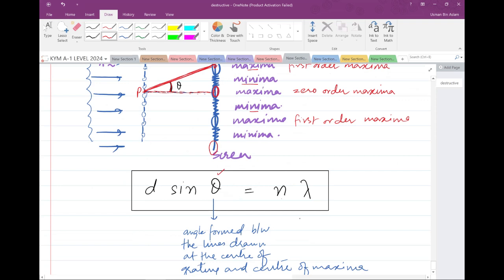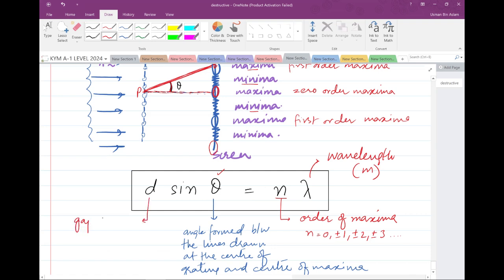Then there is n. n is the order of maxima. Then there is lambda. Lambda is the wavelength. Wavelength is supposed to be in meters. Order of maxima can be 0, plus minus 1, plus minus 2, plus minus 3, and so on. n simply indicates if it is the first order maxima or the second order maxima or the third order maxima. And d is the gap between two lines.